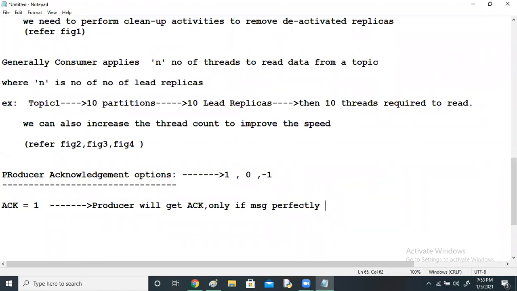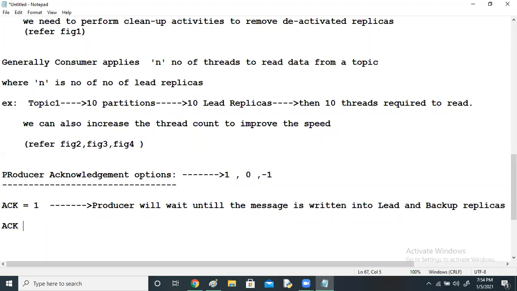Acknowledgement 1 means what? Otherwise, what I can say, acknowledgement 1 means the producer will wait until the message is written into the lead and backup replicas. So basically, the replication is synchronous in nature.